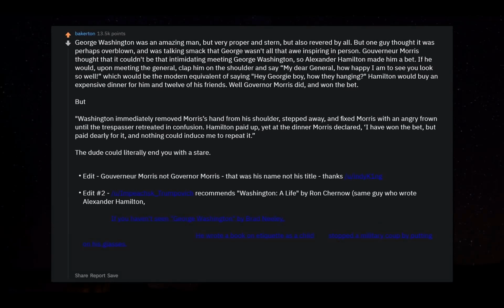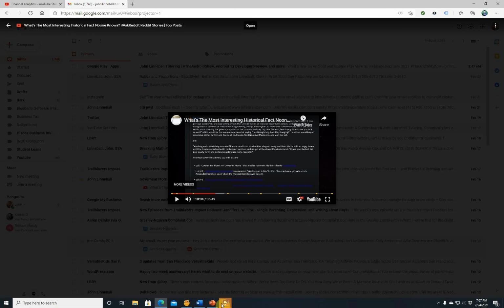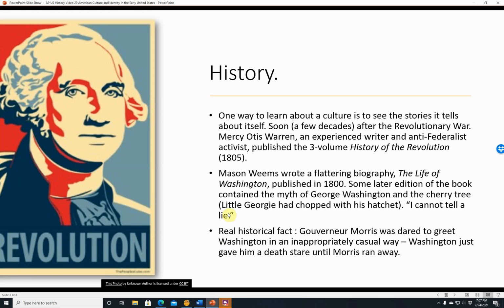Edit: Governor Morris, not Governor Morris. That was his name, not his title. Thanks to the commenter for pointing that out. Edit number 2: a viewer recommends Washington: A Life by Ron Chernow, same guy who wrote Alexander Hamilton, upon which the musical Hamilton was based. All right, so that's a little fun fact about George Washington. That was a real historical fact.